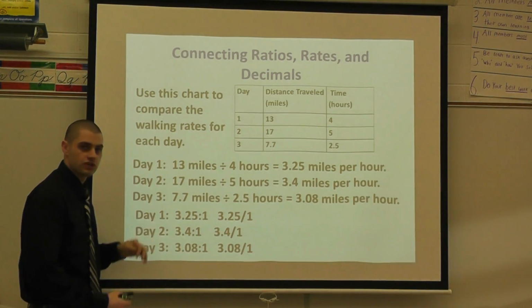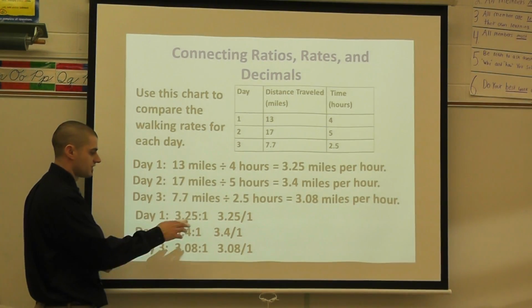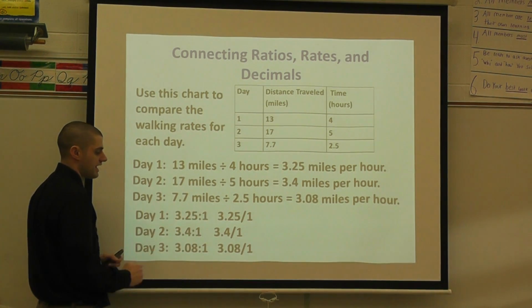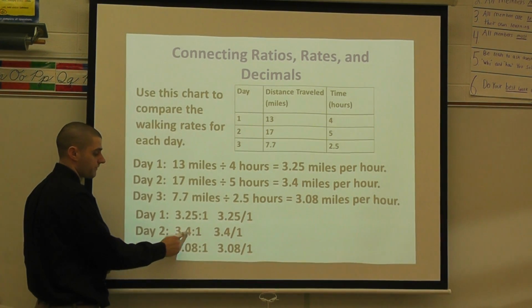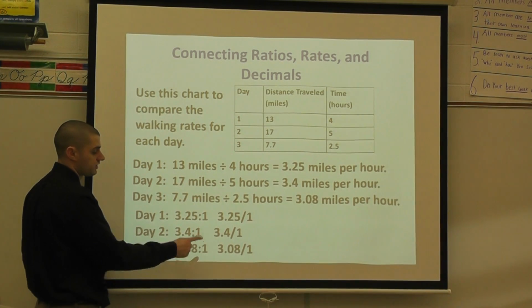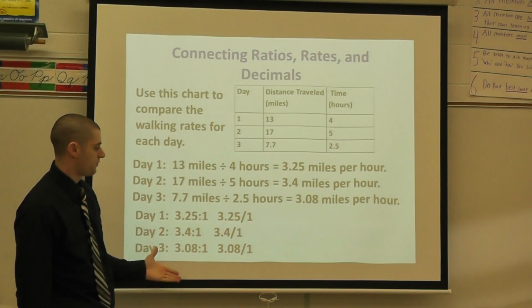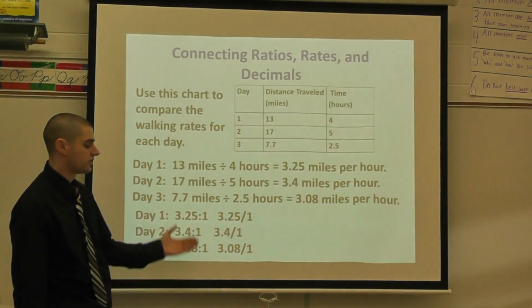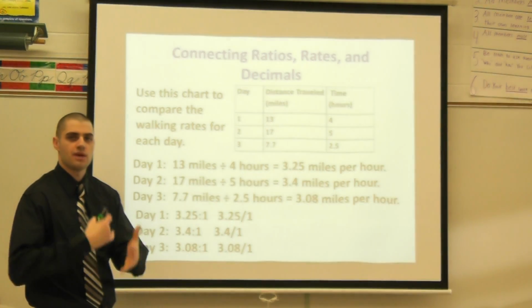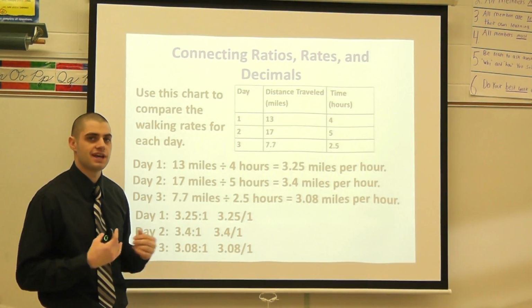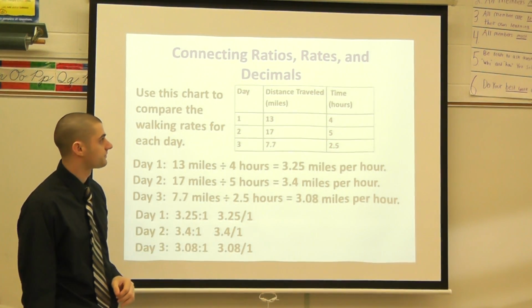Another thing I can do, I can turn these into ratios and fractions if I choose to. In day 1, I did 3.25 miles per 1 hour, 3.4 to 1, 3.08 to 1. And it's, again, miles to hours in here. That's what I'm comparing inside our ratio. So that's kind of like just to bring that back in to say, like, hey, just because we learned that early in the year doesn't mean we still can't use that now. Just as a little refresher.